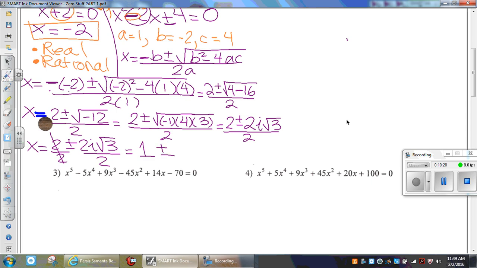How about here? One imaginary, so we could just say i square root of 3. Now from here, I want you to keep in mind the following. We have 2 zeros coming from there. One is 1 plus i square root of 3, and the other one is 1 minus i square root of 3.